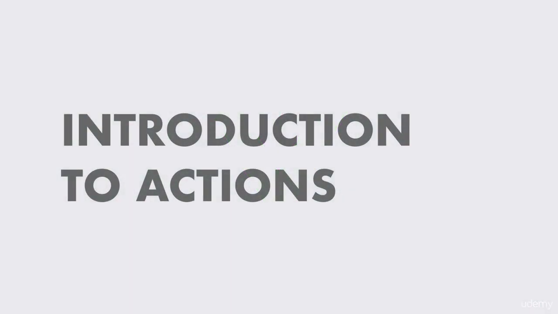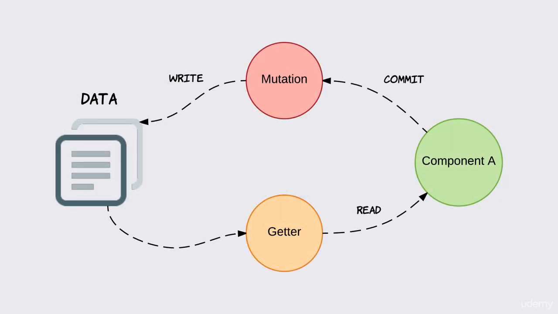So if we cannot run asynchronous code within mutations, then where would we do it? The answer is within something called actions. So far, we have invoked mutations indirectly through the commit method on the store object. The mutation will then take care of updating the store state.